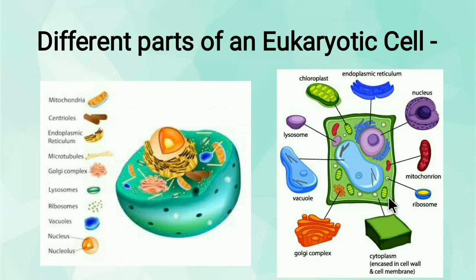Different parts of a eukaryotic cell. This is a plant cell and this is an animal cell. The eukaryotic cells are made up of mitochondria, centriole, endoplasmic reticulum, microtubules, Golgi complex, lysosomes, plastid, cell wall, cell membrane, etc. The plant cell consists of a cell wall and plastid, which are absent in the animal cell, and the animal cell possesses a centrosome, which is not found in the plant cell.